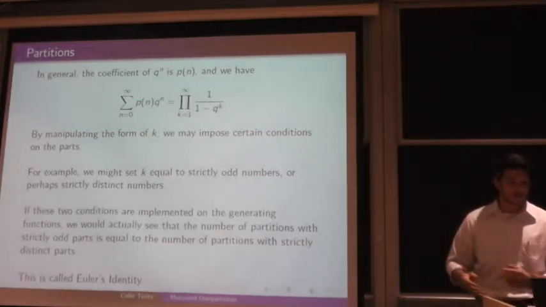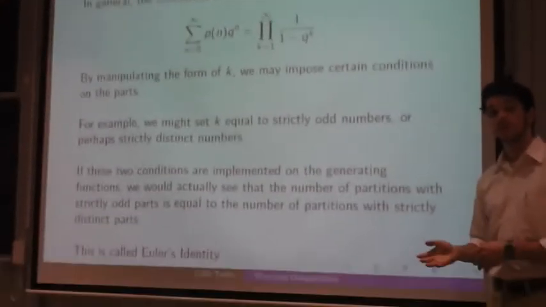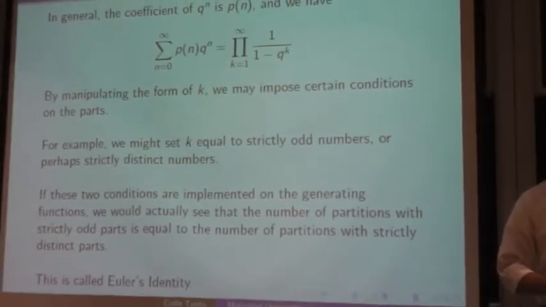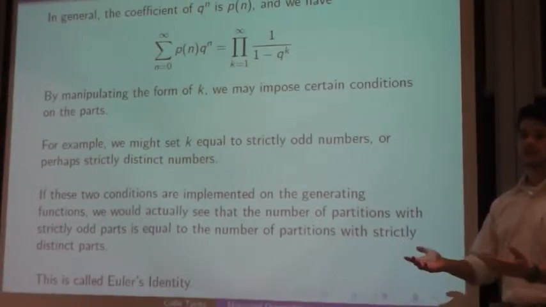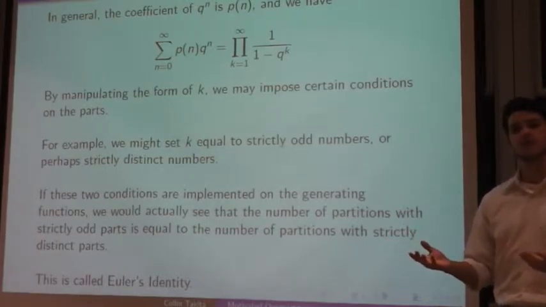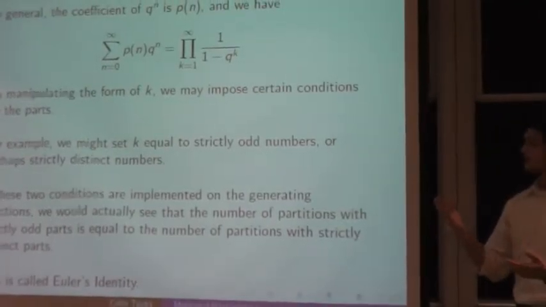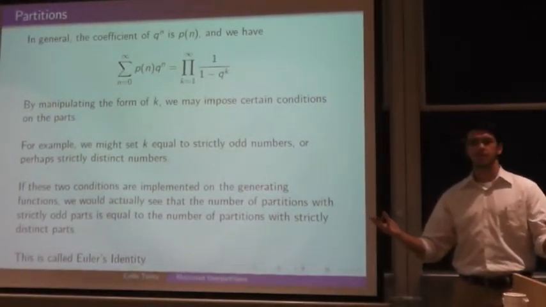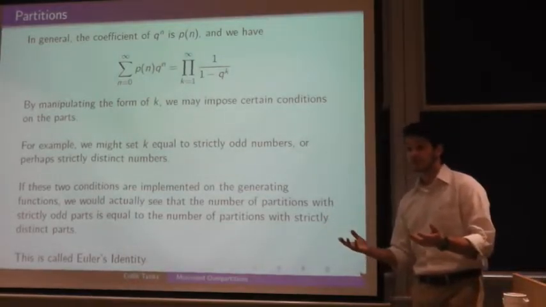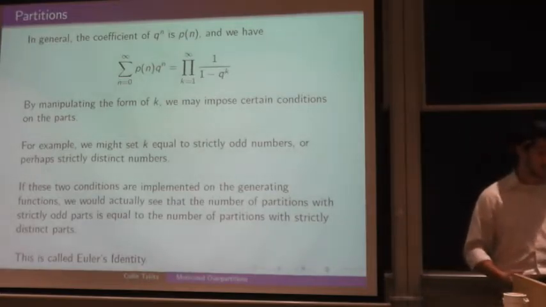Now, what's interesting is that if we impose these two conditions on the generating functions and compare the number of partitions with strictly odd parts and strictly distinct parts, they would be the same, which is not necessarily counterintuitive, just not obvious. Why would odd parts in a partition be the same in number as the distinct ones? But in fact, they are equal, and that's true in general for all partitions. And this is called Euler's identity.